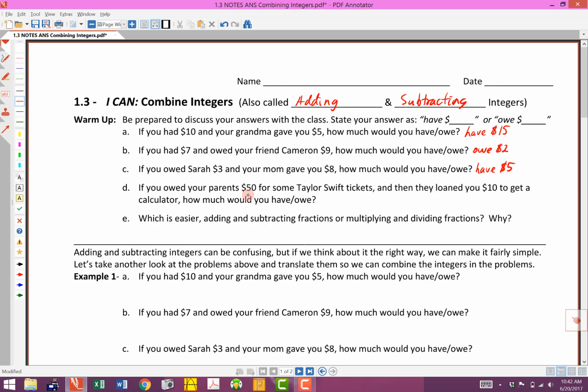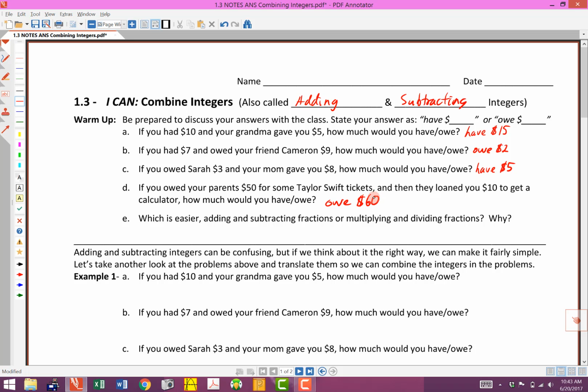And if you owed your parents $50 for some Taylor Swift tickets and then they loaned you another $10 to get a calculator, which you're going to need for this class later, how much would you have or how much would you owe? Well, you owe them already $50, and then they loaned you the $10 to get the calculator. So that means you're going to owe $60 altogether. Okay, not a good situation there.